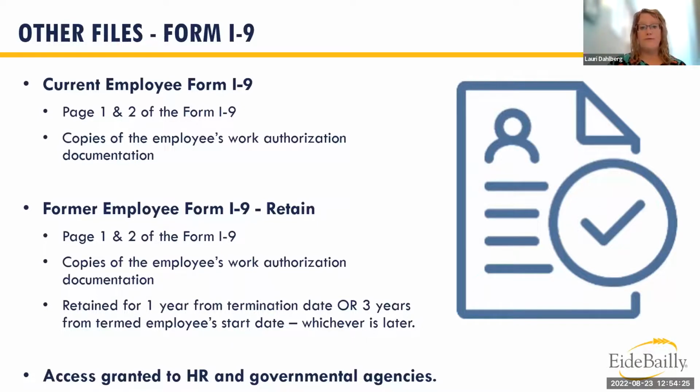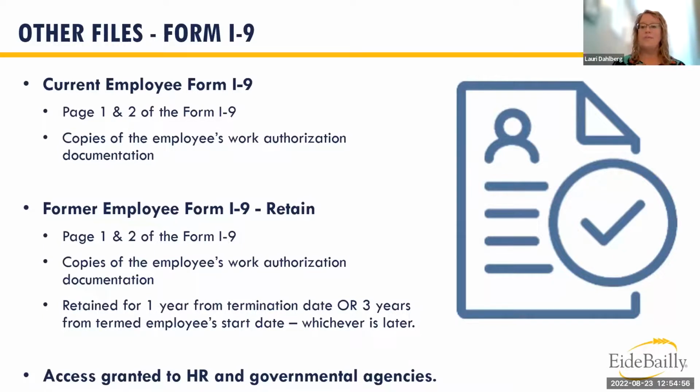Former employee Form I-9, you are required to retain former employee Form I-9s for 1 year from their date of termination or 3 years from their date of hire, whichever is later. So if you hired someone August 23rd of 2017 and they left your organization August 1st of 2021, you can get rid of their Form I-9.